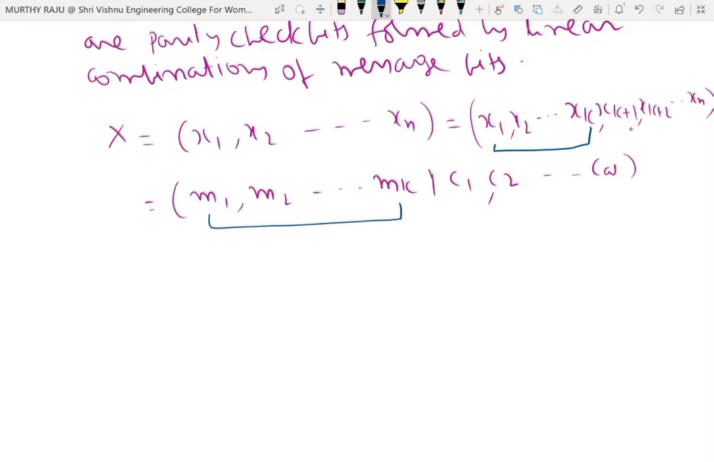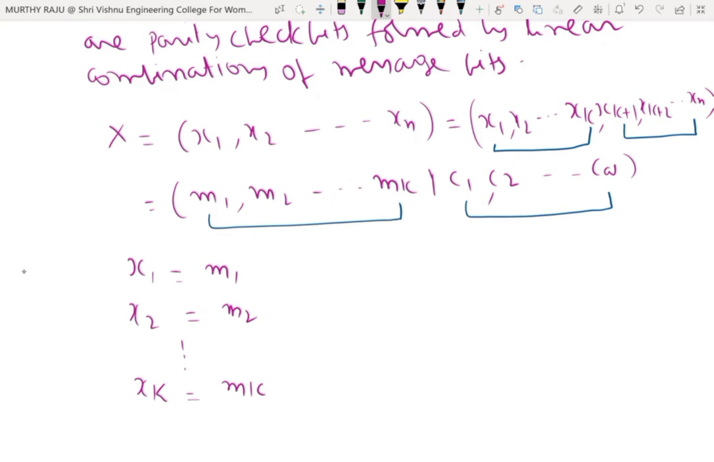The last n minus k bits are the parity bits. Comparing these two, x1 is equal to m1, x2 is equal to m2 and so on, xk is equal to mk.